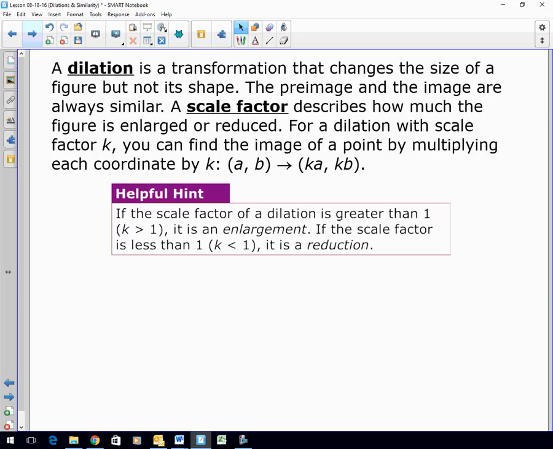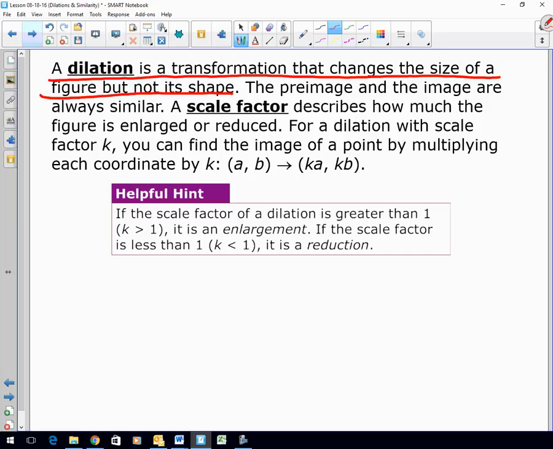Dilations, transformation that changes the size of a figure, but not its shape. The old pre-image and image, they are always similar. Okay? So what kind of transformations do you think we call these? Guys, we call these similar transformations. Okay, good.